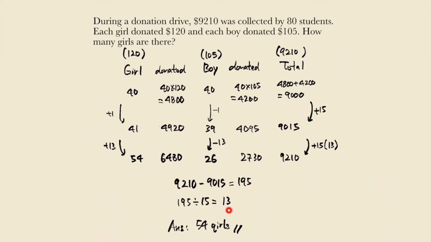That's 13, which means if I do this 13 times, I have to add 1 13 times. So the number of girls therefore will be 41 plus 13, which is 54.